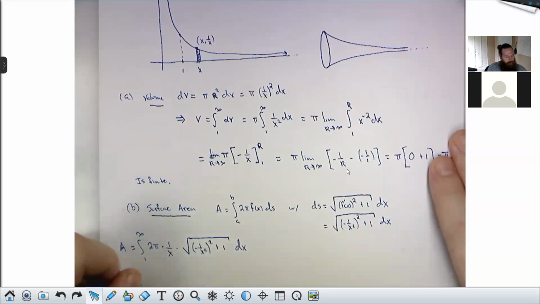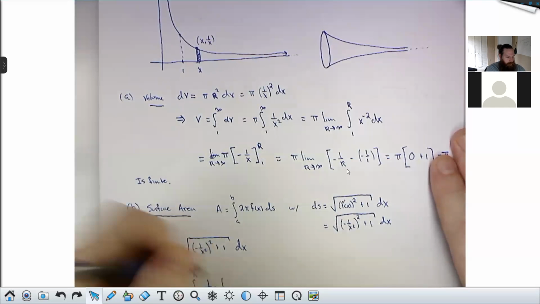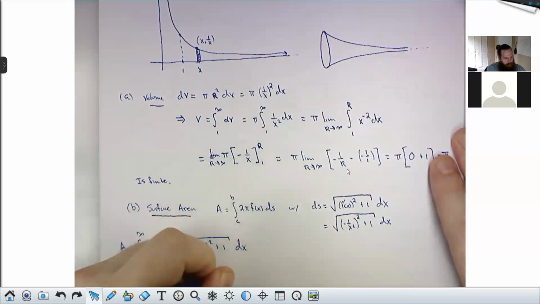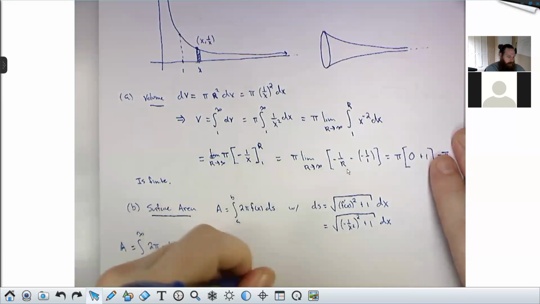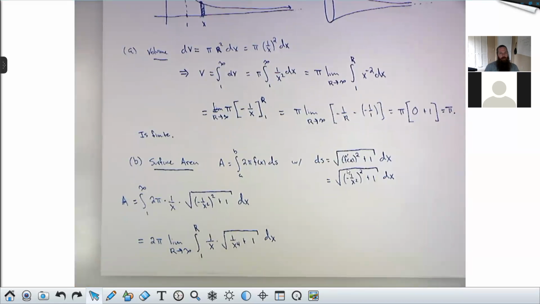My first step here would be to pop out the 2 pi and write what's left over as a limit: lim r to infinity, integral 1 to r, 1 over x times square root of, if you square this, you'll get 1 over x to the 4 plus 1 dx. All right, this would be my first step if I was going to compute the integral.